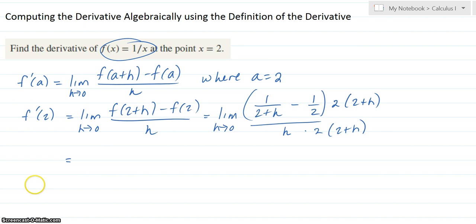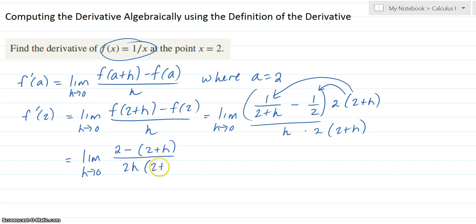And so that is going to be equal to, I'm still going to have the limit as h goes to 0. But I'm going to multiply this, and the 2 plus h's cancel, and I'll just have a 2. And then we did this on an activity last week. Divided by 2, we get 2 minus parentheses 2 plus h, all over 2h times 2 plus h. You have to be careful not to cancel anything yet. I'm going to get rid of the parentheses there. And now I can cancel those 2's.